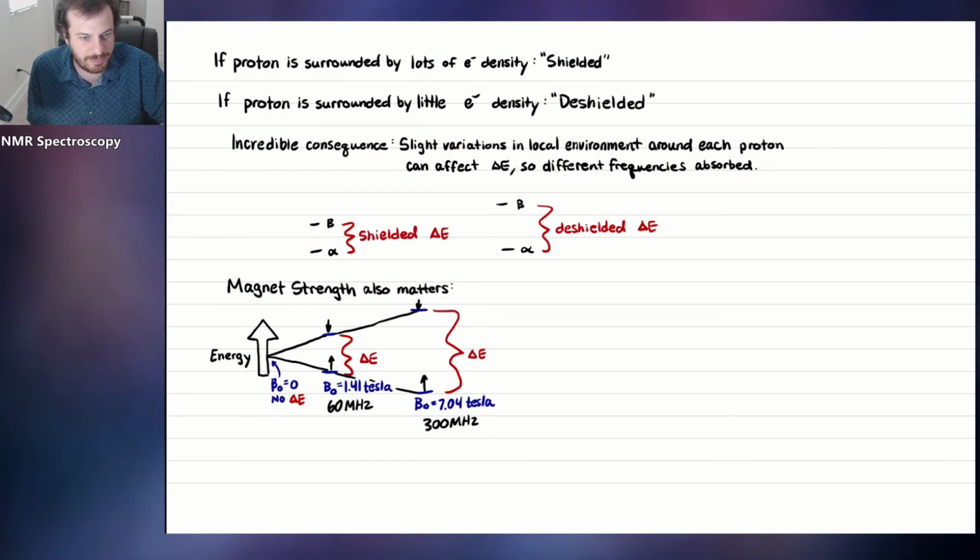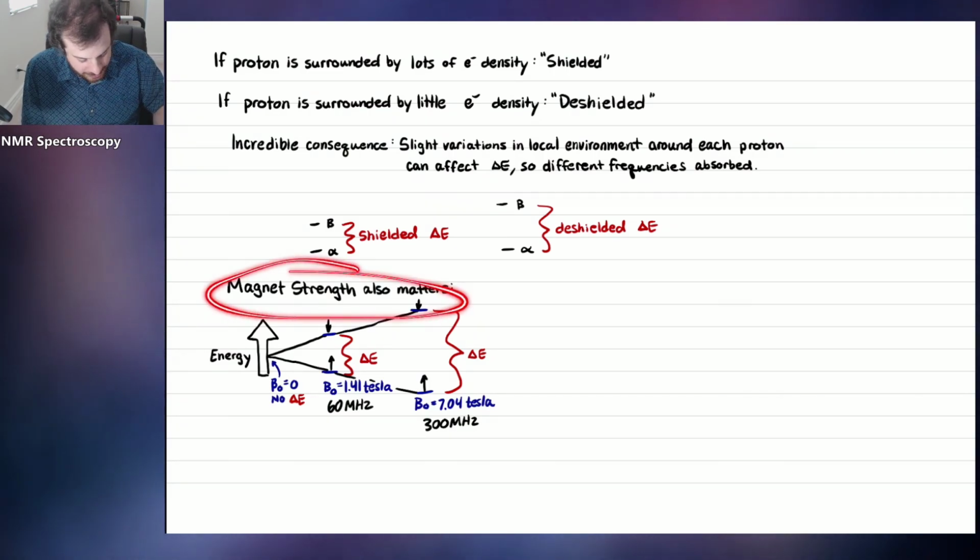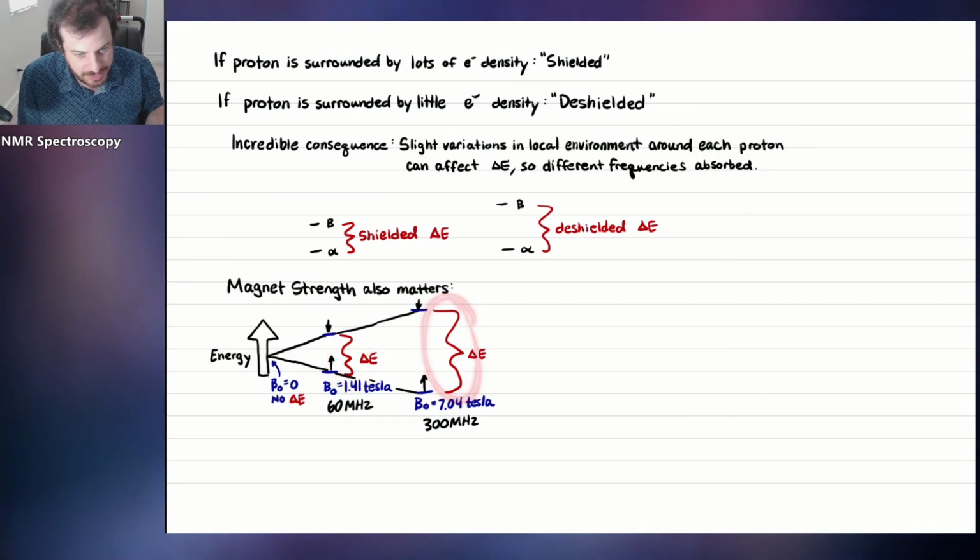It's also important to mention that the magnet strength matters a lot, and that the difference in energy, and this makes complete intuitive sense, totally correlates to the strength of the magnet. In other words, the stronger the applied magnetic field, the more uncomfortable it is to oppose it, right? If you've got a really, really, really strong, convincing argument, it's really uncomfortable to disagree with that person.